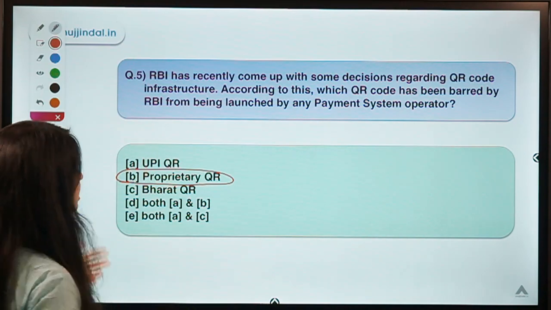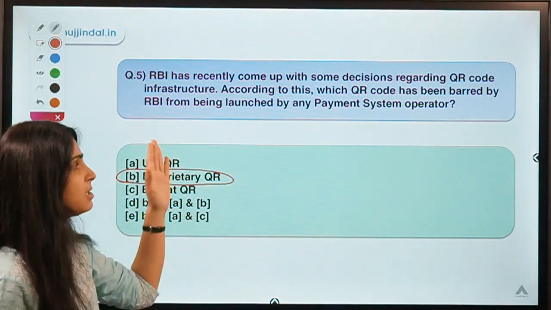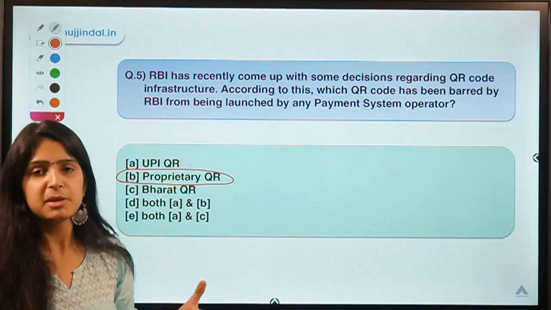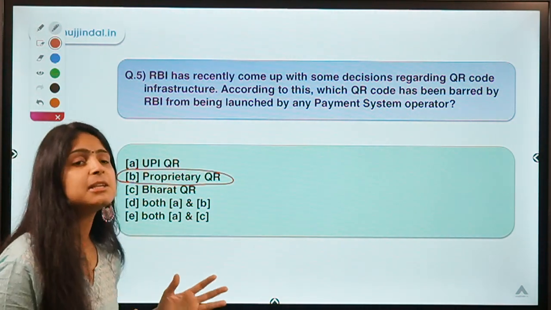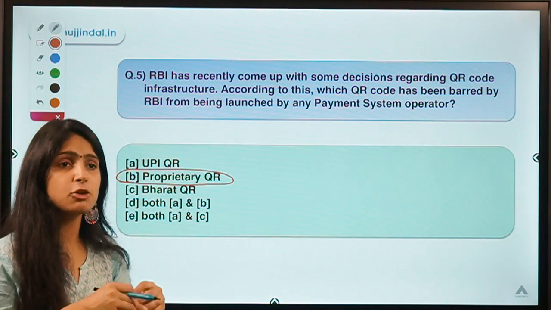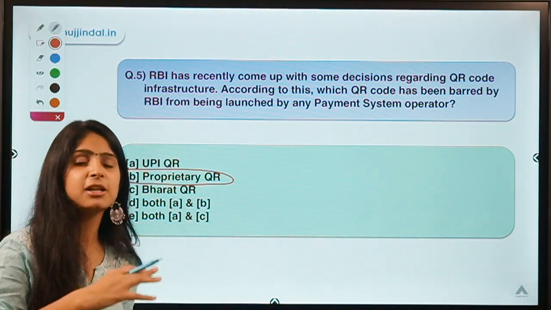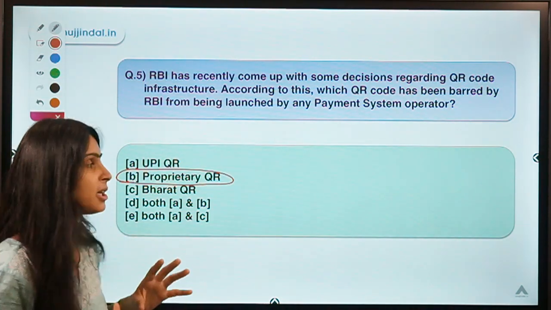So RBI has recently come up with some norms for the payment system operators. I think we have discussed this term in one of our previous sessions. A payment system operator means any entity which is responsible for taking care of the process of a payment, right? Who has the responsibility to get a payment transaction fulfilled or completed.